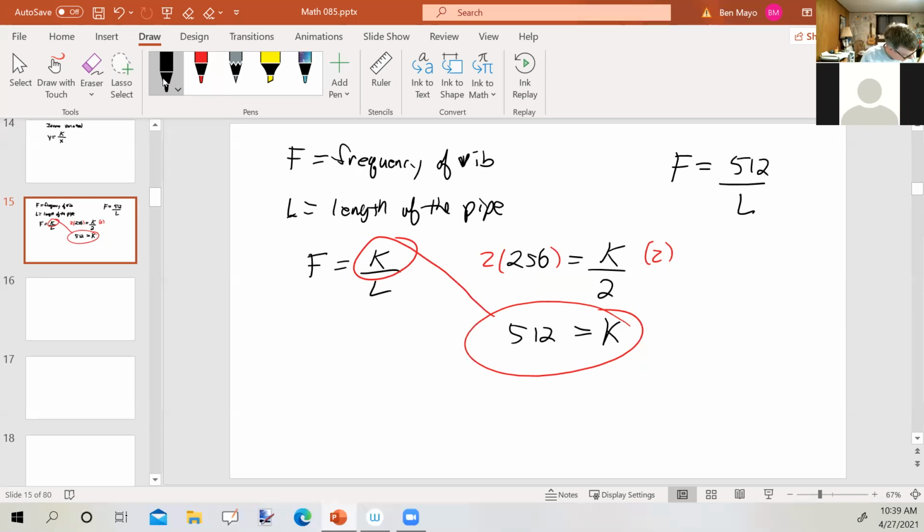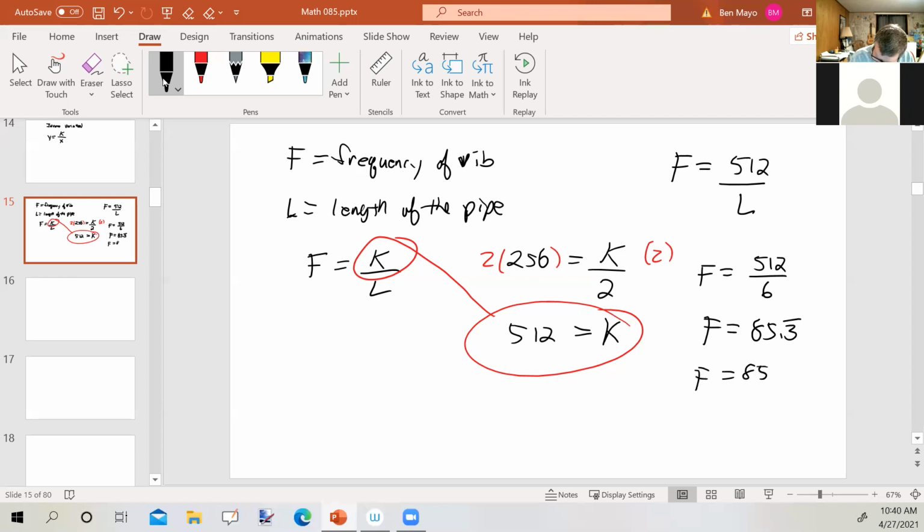All right, now the follow-up question. If a pipe 2 feet long vibrates 256 times per second, how many times per second, so that's the frequency, will a 6-foot pipe vibrate? So the frequency will be 512 divided by the length of the pipe, which is 6 feet. On my calculator, 512 divided by 6, and I get 85.3 repeating.